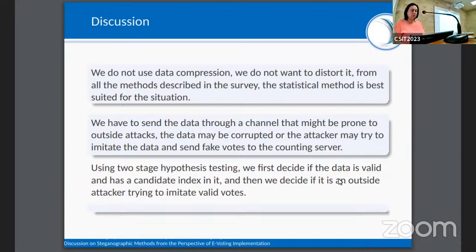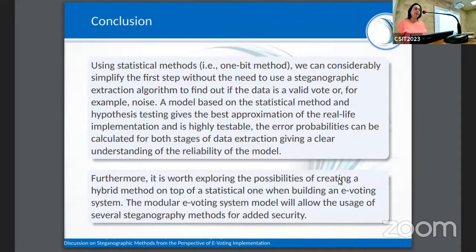Here I come to our conclusion that using statistical methods, we can considerably simplify the first step, without the need to use a steganographic extraction algorithm to find out if the data is a valid vote or, for example, noise. A model based on the statistical method and hypothesis testing gives the best approximation of real-life implementation and is highly testable. The error probabilities can be calculated for both stages of data extraction, giving a clear understanding of the reliability of the method.